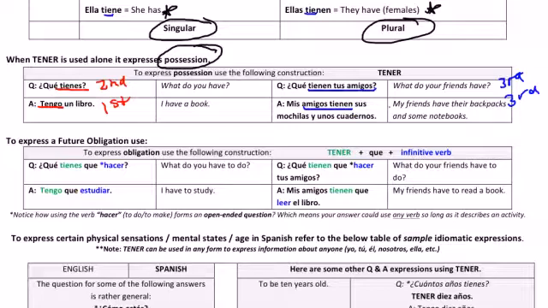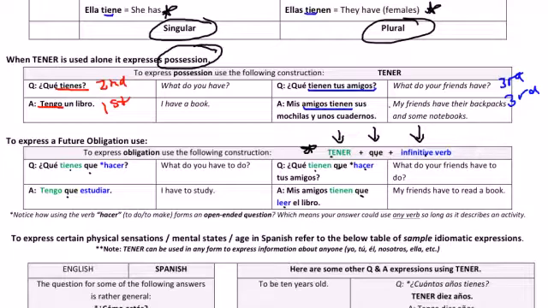We can also use tener to express a future obligation. And you can see that I have color-coded that when we use tener, we use the following grammar. We start with one form of the verb tener, and then we add the word que, and then we add any infinitive verb at the end. So if you look at the color, green goes to green, and then the que follows through on all the grammar that you see in the following question and answer, and then the blue follows through.